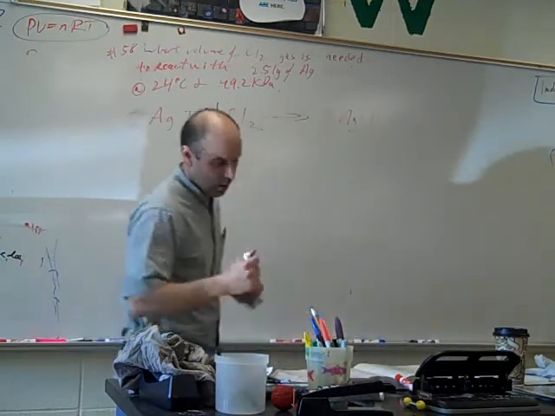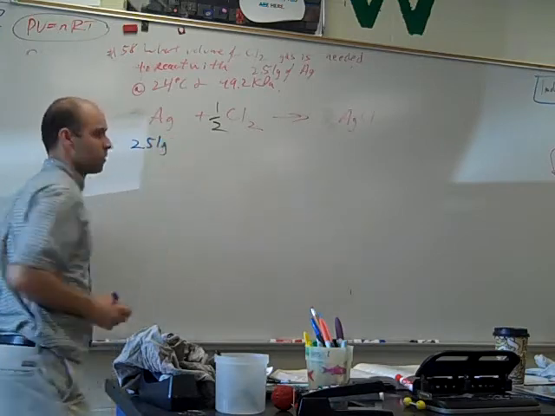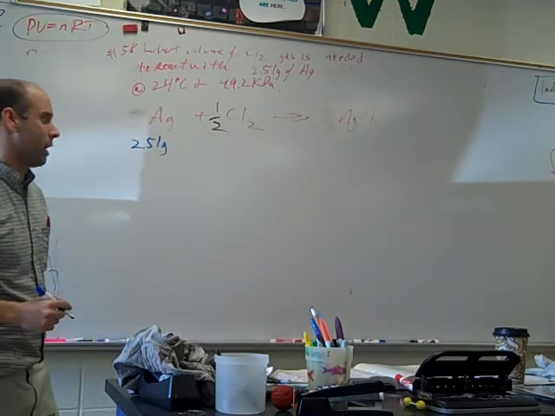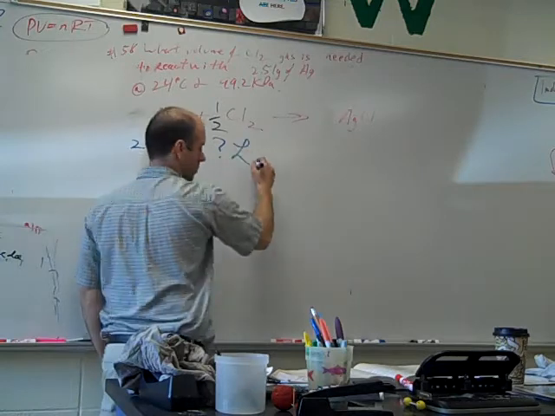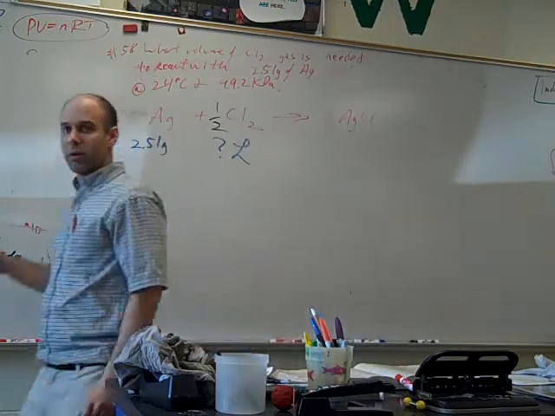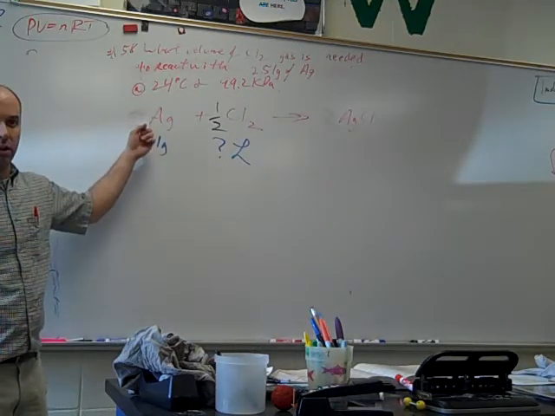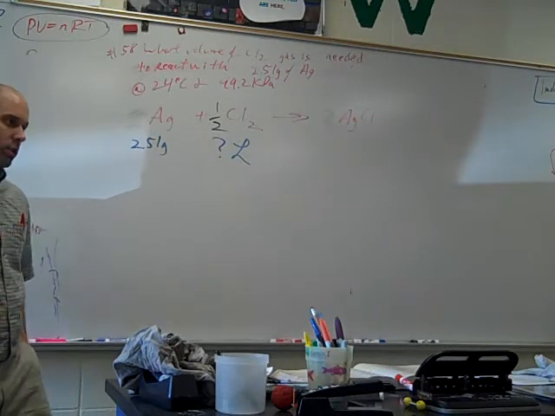All right, so we have 2.51 grams of silver. What are we trying to find? Volume of chlorine. Is this a limiting reactant problem? No. Why not? There's only one amount for one reactant. They just give us the silver. So this is more of a regular stoichiometry problem.